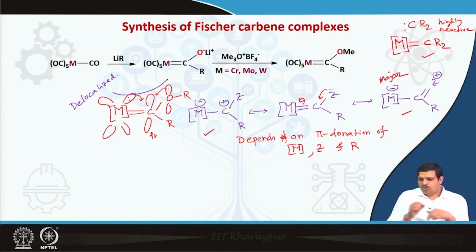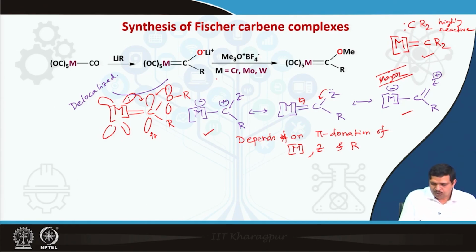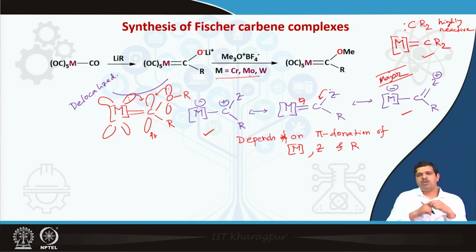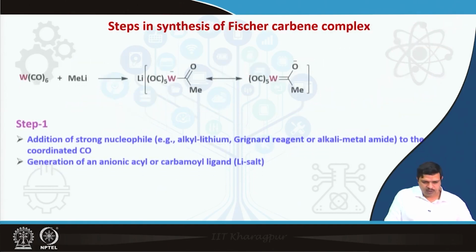However, the major contribution is this one, where you will see that Z forms delta plus and M is delta minus. Generally the Fischer carbene complexes are more common with chromium, molybdenum, tungsten. However, it is not limited: ruthenium, iron, and others, but these are the first synthetic protocols. So now we will go into more detail about the synthesis.